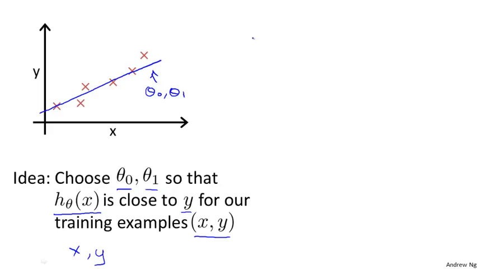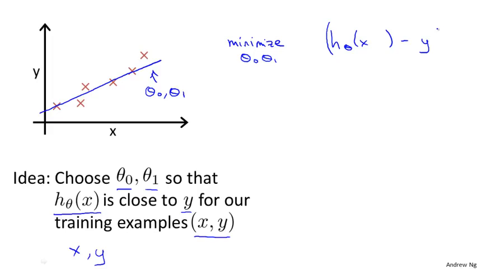Let's formalize this. So in linear regression, what I'm going to want to do is solve a minimization problem. So I'm going to write minimize over theta 0, theta 1. And I want this to be small, right? I want the difference between h of x and y to be small.